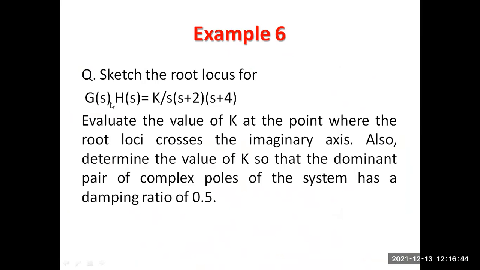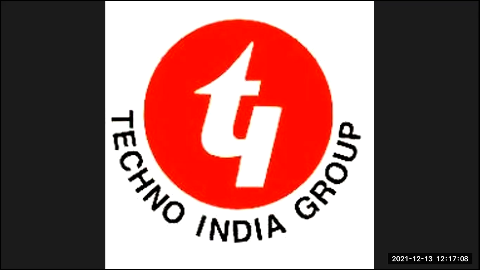Sketch the root locus for G(s)H(s) equal to K divided by s into (s plus 2) into (s plus 4). Evaluate the value of K at that point where the root loci crosses the imaginary axis. Also determine the value of K so that the dominant pair of complex poles of the system has a damping ratio of 0.5. So just you try this problem. Okay. So that's all from the root locus. Now, if you have any query from this root locus, you can ask me. Any query, any kind of query.